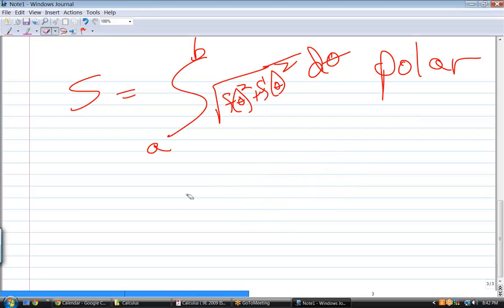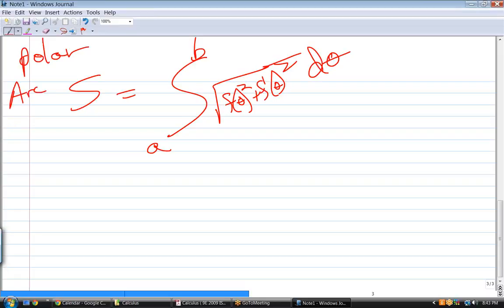But I don't want to back up that far at this point. So let's just take this on principle that this is the formula for arc length, which is certainly something we might need to know.